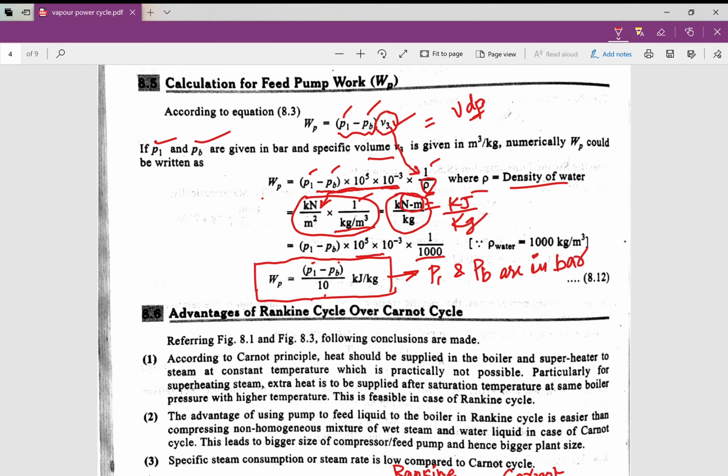Yes, this 1000 you already know. The density of water is 1000 kg per meter cube. So please remember, you can directly calculate pump work in terms of boiler pressure and back pressure. Generally in the numerical part, the boiler pressure and back pressure or condenser pressure are given. Now students, I told you the advantage of the Rankine cycle over the Carnot cycle. Let us move here now. This is very important.